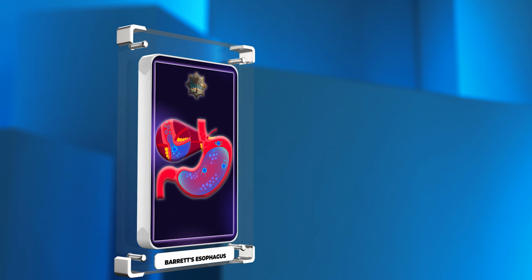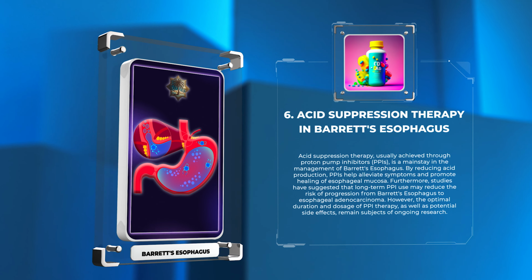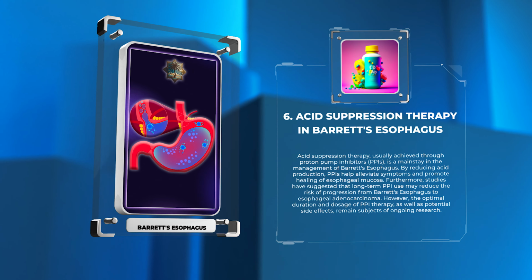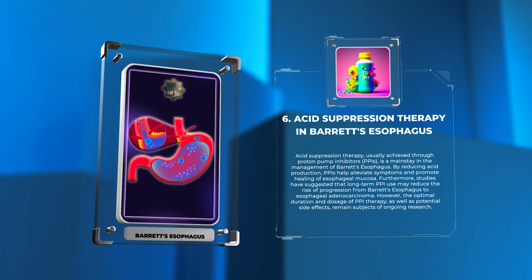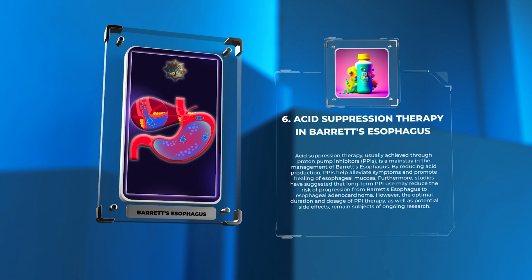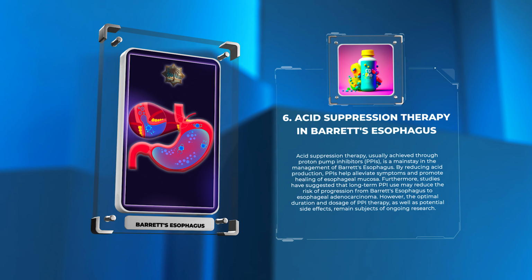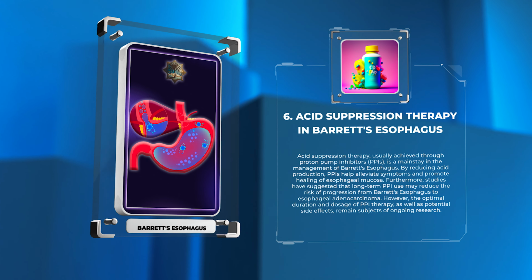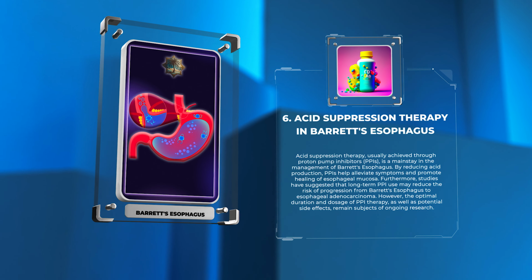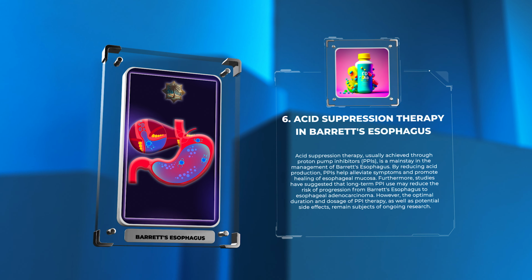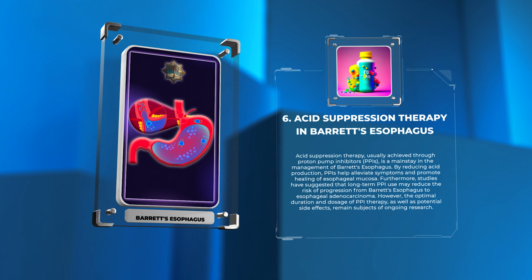Acid suppression therapy, usually achieved through proton pump inhibitors, PPIs, is a mainstay in the management of Barrett's esophagus. By reducing acid production, PPIs help alleviate symptoms and promote healing of esophageal mucosa. Furthermore, studies have suggested that long-term PPI use may reduce the risk of progression from Barrett's esophagus to esophageal adenocarcinoma. However, the optimal duration and dosage of PPI therapy, as well as potential side effects, remain subjects of ongoing research.